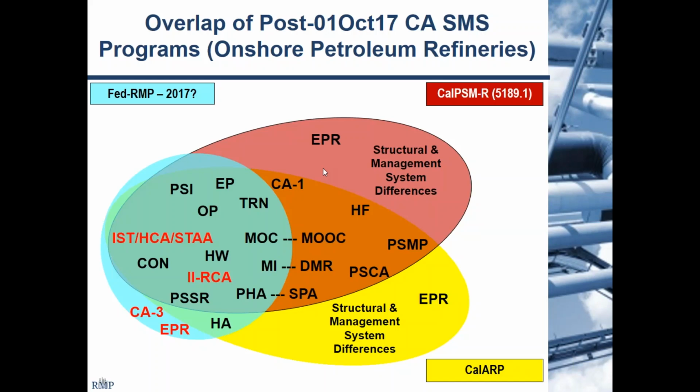We've also got, in terms of CalARP Program 4, management system requirements and process safety performance indicators. There's a lot of specificity associated with those, and so there are quite a few differences. There are quite a few nuances that you need to be aware of.